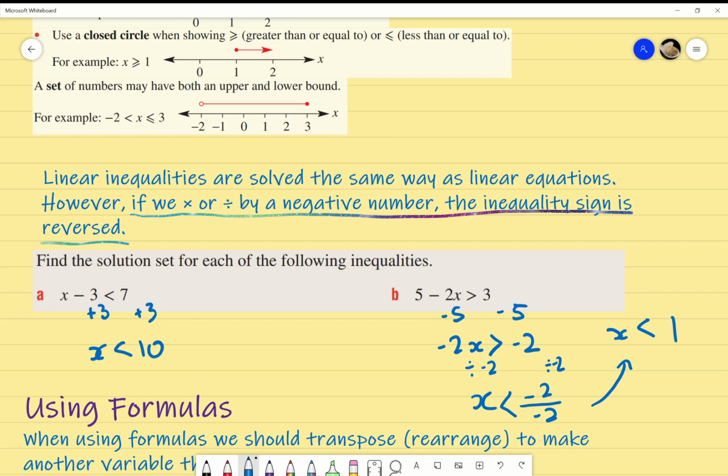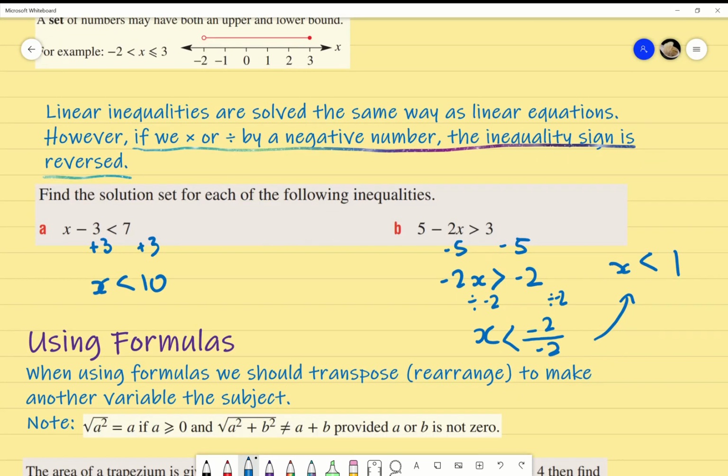If I ended up with x is greater than 1 and I test it, let's say I test x equals 2. I get 5 minus 2 times 2, which is 4. So 5 minus 4, which is 1. 1 is greater than 3. That's obviously not true, so we've done something wrong. Are we happy to move on to the next topic if I leave this on the screen?